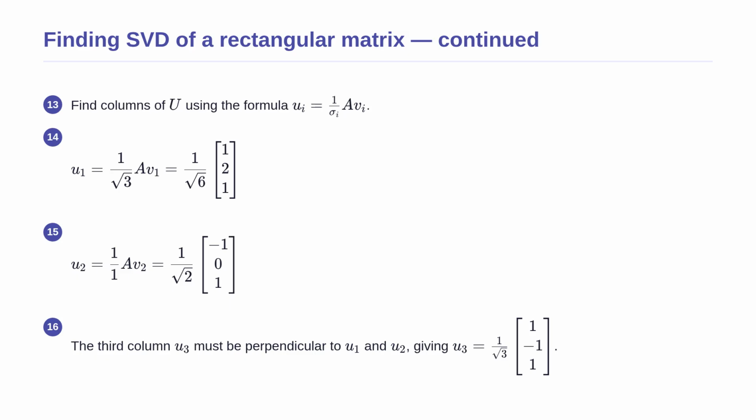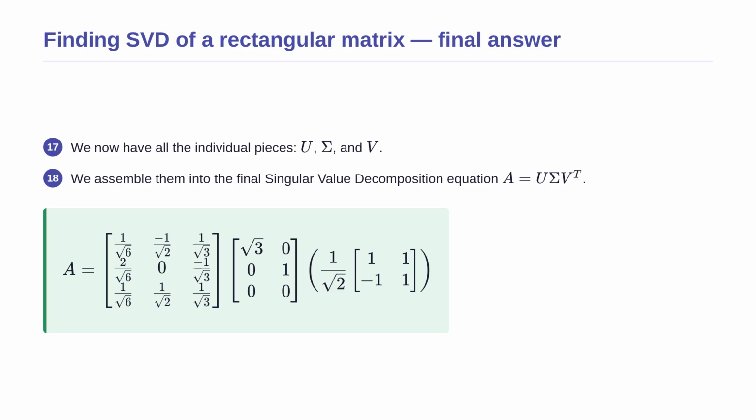Because U must be a square matrix with 3 rows and 3 columns, we are missing one final column. We find this third column by finding a vector that is perfectly perpendicular to the first two and normalizing it. We now have all the individual pieces required to write the full singular value decomposition. We place our U matrix first, followed by our sigma matrix, and finally the transpose of our V matrix.